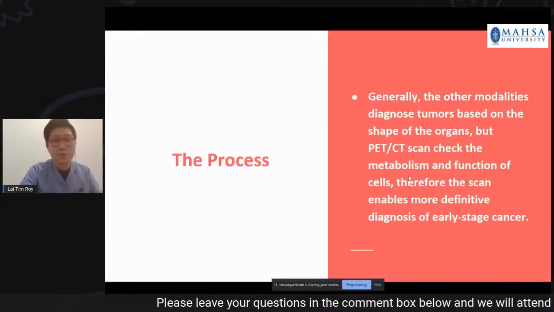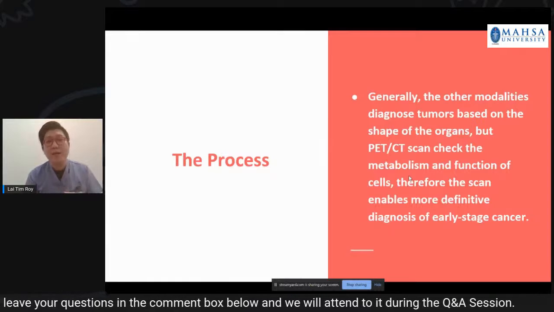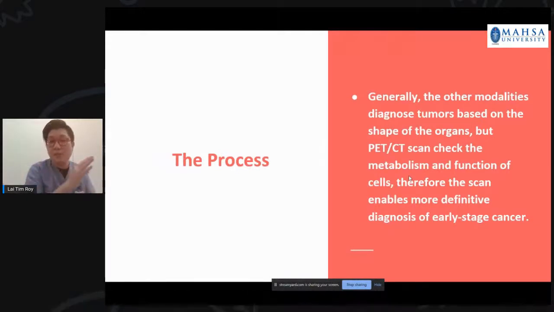Okay, let's go to the process here. All right, generally, as I have explained, all the modalities in the radiology department are used to diagnose tumor based on the shape of the organ. But PET CT scan can check metabolism and the function of the cell. Therefore, the scan enables a more definitive diagnosis of early stage cancer because we are looking at the function of the cell instead of the size or the shape.